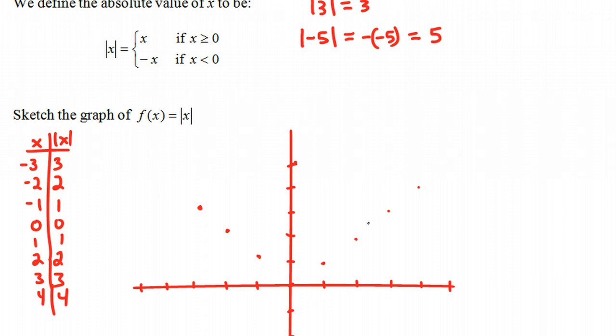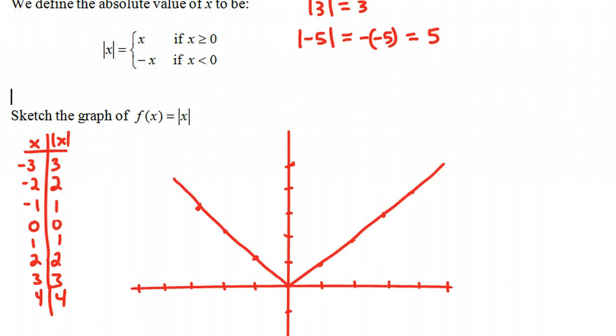And it turns out what you get is a nice sharp corner. And there I've drawn it. Notice it's not rounded off at the bottom like a parabola would be. It's a sharp corner right here. It looks kind of like a V.